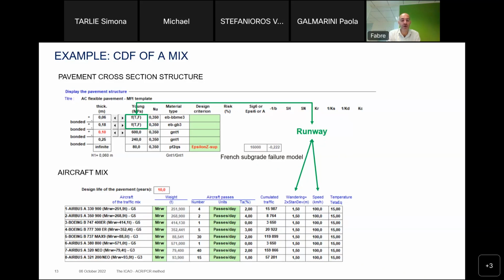And for the traffic, to simplify, each aircraft is assigned with its total number of passes, but many other parameters are also involved, such as standard deviation following the studied maneuvering area, the aircraft speed and the average temperature to adjust the effective asphalt concrete E-modulus. But people who are familiar with pavement design are supposed to know that, and for the others, it doesn't matter, just retain that the total CDF of a traffic mix is gradually built.